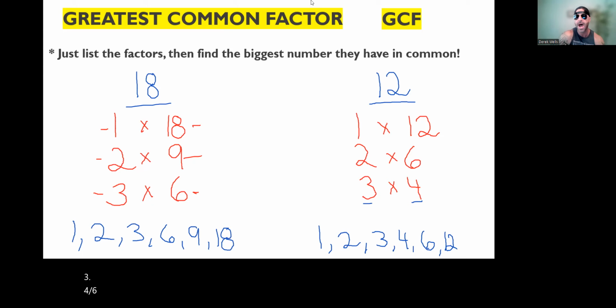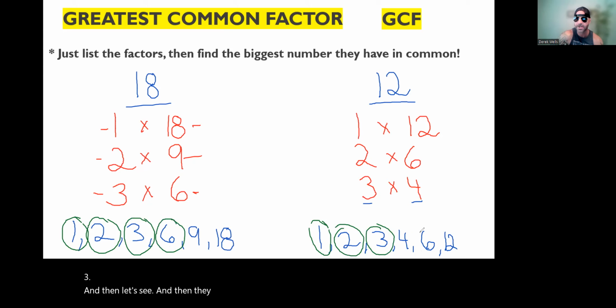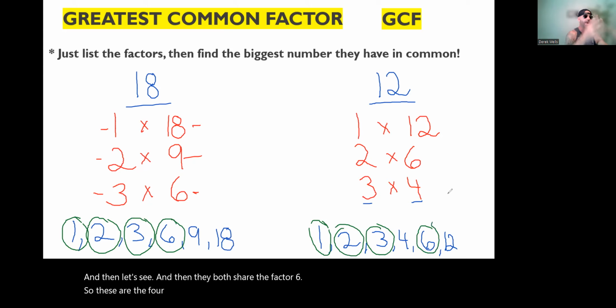Now, what I'm going to do is look at all the ones that they have in common. They both have a 1 in common. They share that factor. They both have a 2. They both share the factor 3. And then they both share the factor 6. So these are the 4 factors that the number 18 and the number 12 have in common.